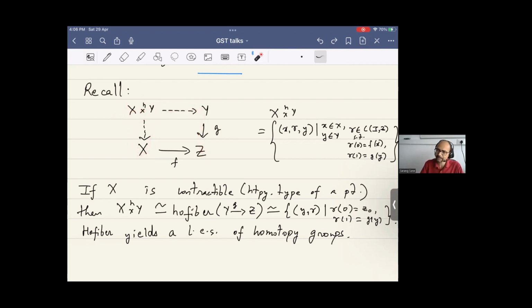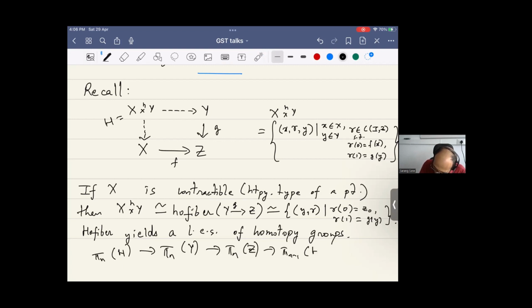So that gives you a fibration sequence in topology, and as a result you get a long exact sequence of homotopy groups. So that means, if I call this H just for the time being, I get pi n of H to pi n of Y to pi n of Z to pi n minus 1 of H and so on, right? So you have something like this. From the fibration you get this. That's called, I think, the Dold-Puppe sequence, the long exact sequence of homotopy groups.